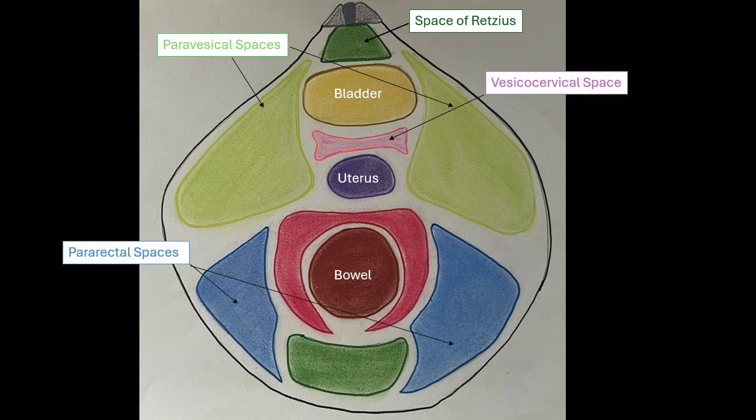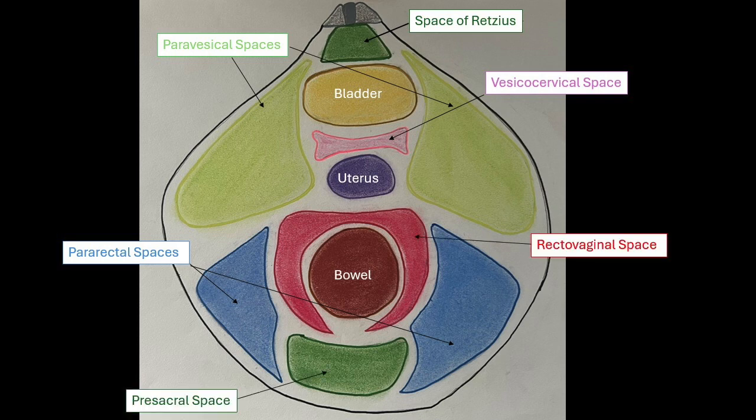The pararectal spaces are paired in blue, lateral to the uterus and bowel. The last two spaces are the rectovaginal space, which is posterior to the uterus and anterior and lateral to the bowel, and the presacral space just anterior to the sacrum.